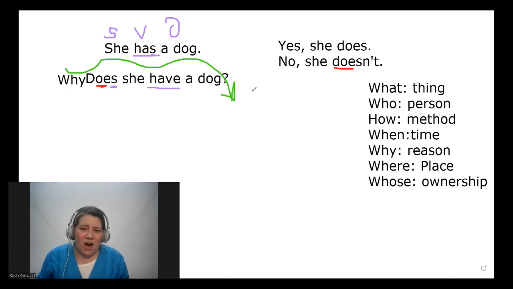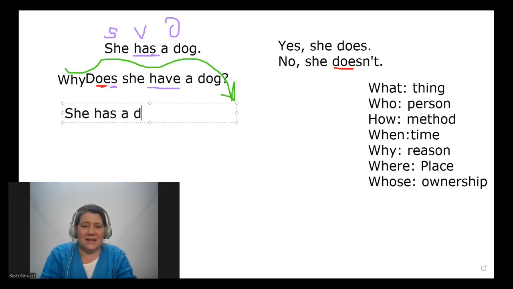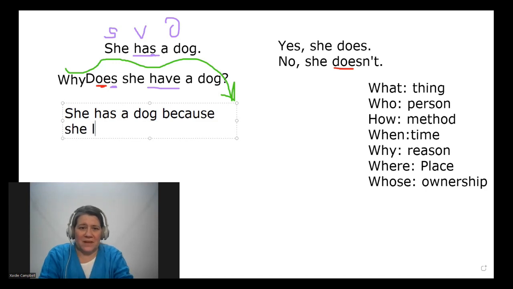Why does she have a dog? The answer could be anything. Let's give an answer to that. Why does she have a dog? She has a dog because she lives alone.